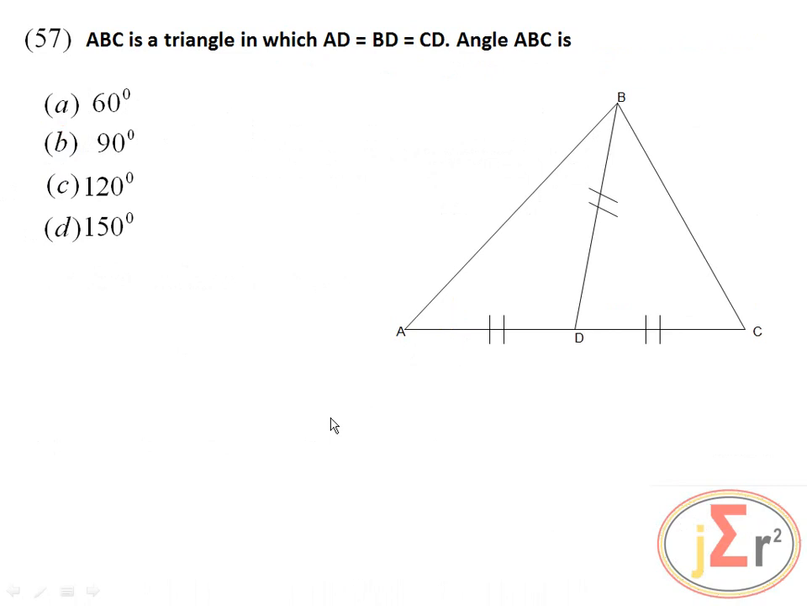ABC is a triangle in which AD is equal to BD is equal to CD. And we need to determine the size of angle ABC. That is angle ABC. The one that is located at the vertex B. This one.